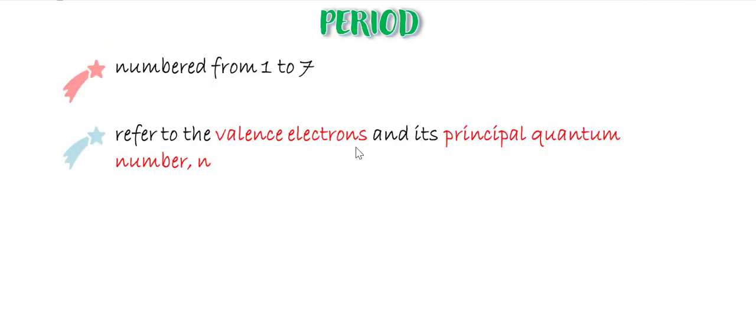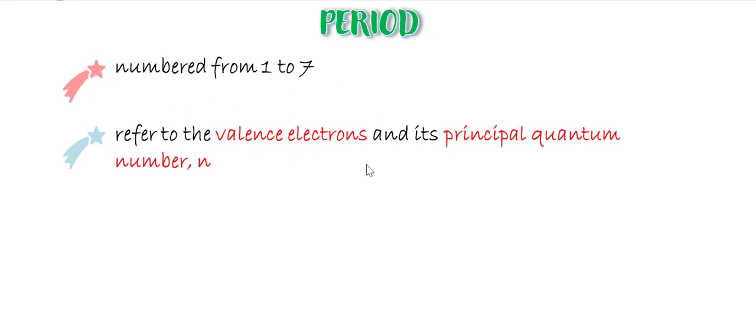Now, let's have a look at the period. Periods are numbered from 1 until 7. So we know that the periods in the periodic table are the horizontal rows.